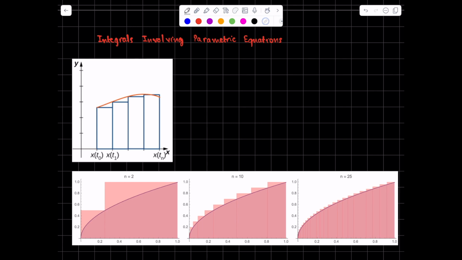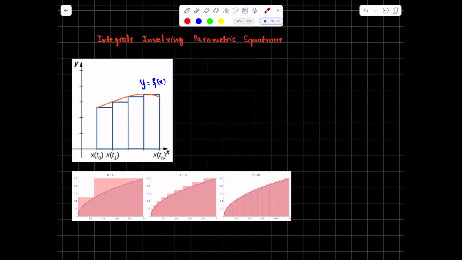So the next topic that we're going to talk about is integrals involving parametric equations. In single variable calculus, we derived the definite integral formula to calculate the area under the curve of a function y equals f of x. What we did is that we partitioned the region under the curve from a to b into multiple subintervals with equal width.